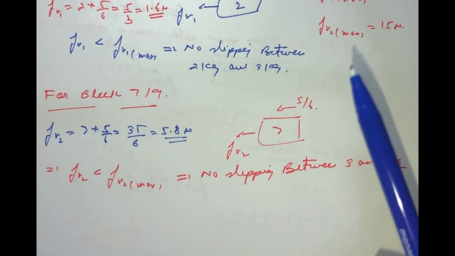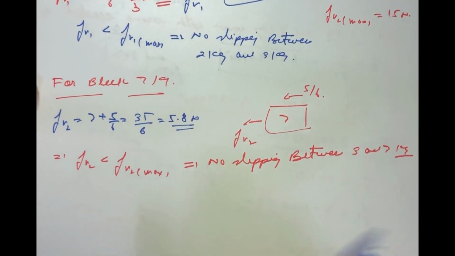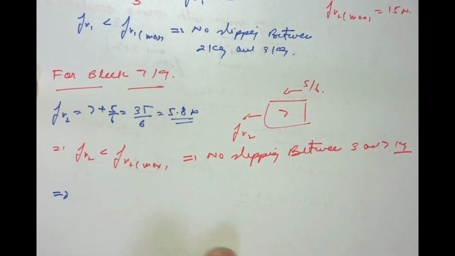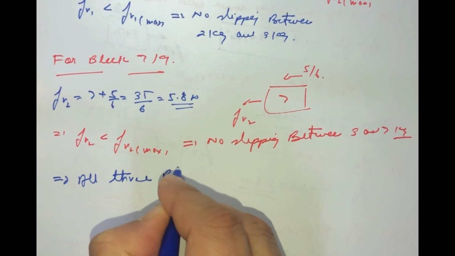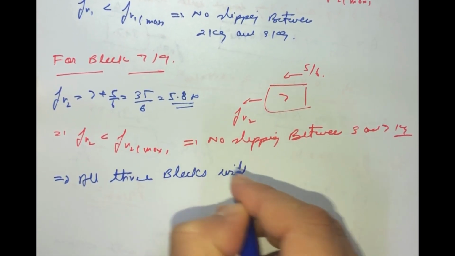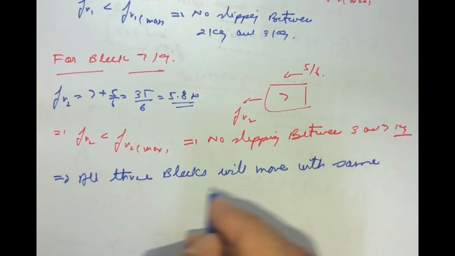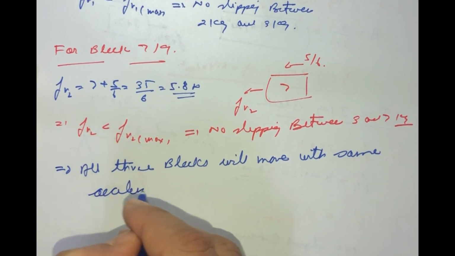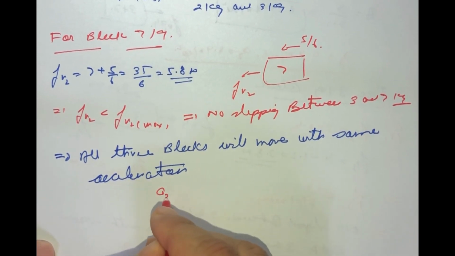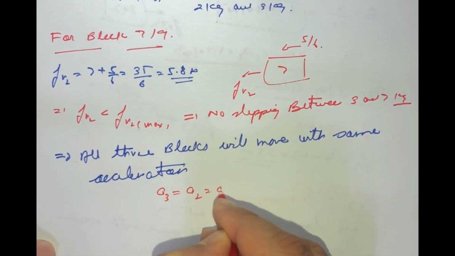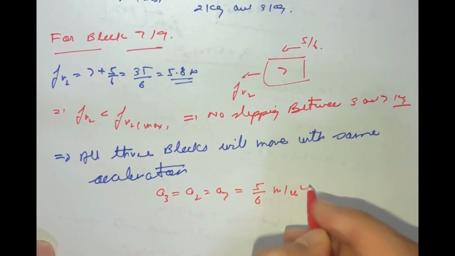So as there is no slip between 2 and 3 as well as 3 and 7, all three blocks will be traveling with the same acceleration. So we can draw a conclusion that all three blocks will move with the same acceleration. You can say acceleration of 3 is equal to acceleration of 2 is equal to acceleration of 7, which is given as 5/6 meter per second square.